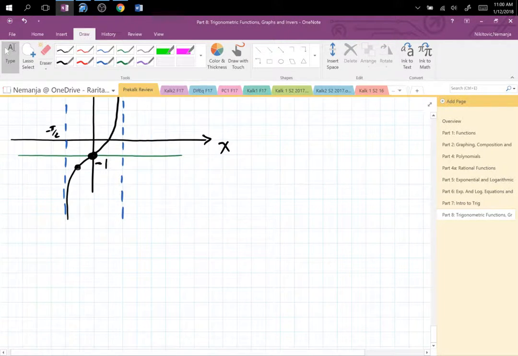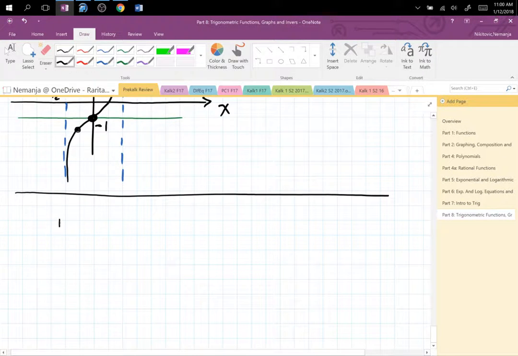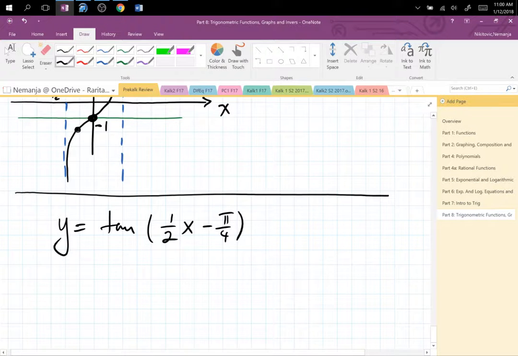Let's shift the tangent function. So y equals tangent, and also work with the period. Let's go with 1/2 x minus pi over 4 because we can. I'm not going to mess with d. That's easy, right? Go up or down for the green line. Who cares?